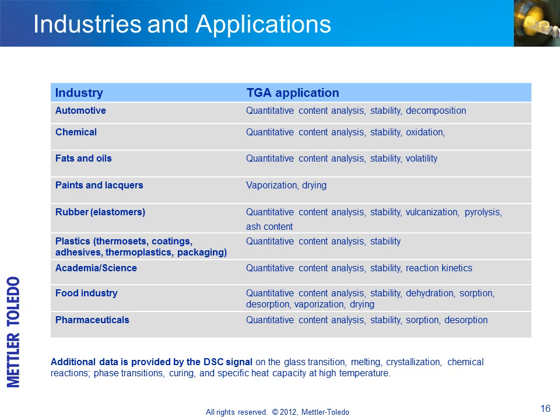The TGA DSC-1 is an exceptionally versatile instrument for the characterization of physical and chemical material properties under precisely controlled atmospheric conditions. It provides valuable information for research, quality control, and development. I would now like to present several different application examples that demonstrate the analytical power and versatility of the TGA DSC technique.